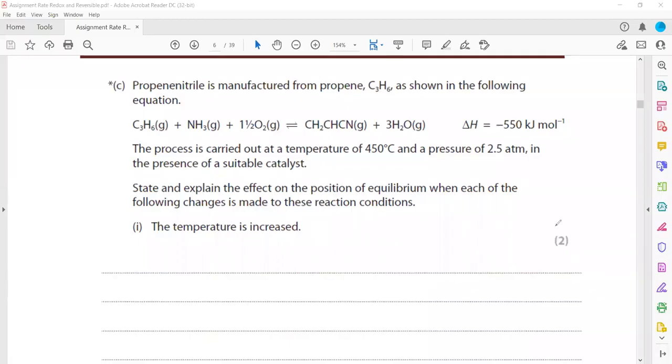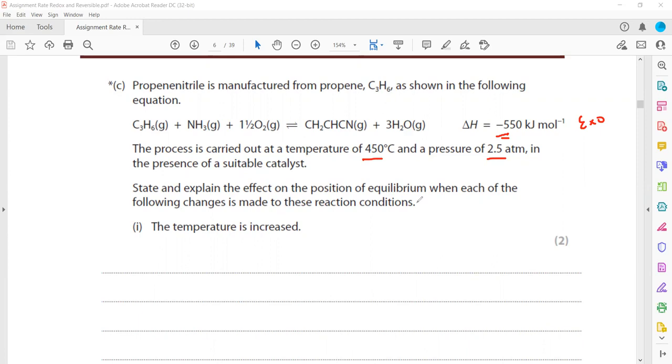So in this session, we'll do the questions related to topic rate, redox, and reversible reactions. In the first part, propene nitrile is manufactured from propene as shown in the following equation. You can see the reversible reaction as well. And the forward reaction, because there's a negative sign, it means the forward reaction is exothermic. The process is carried out at a temperature of 450 and around 2.5 atm in the presence of suitable catalyst.